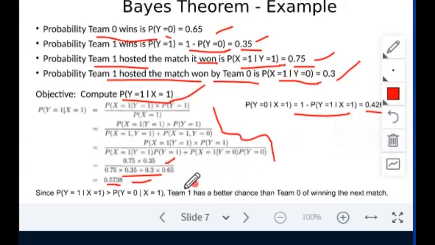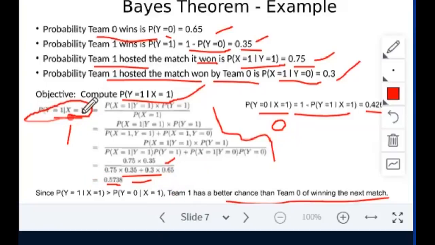So when we compare this, this is of team 1 and this is of team 0. Since P of y is equal to 1 given x is equal to 1 is greater than P of y is equal to 0 given x is equal to 1, team 1 has a better chance than team 0 of winning the next match. We always consider the highest or maximum probability. Which is having the maximum probability? This one, which is team 1. So team 1 is having a better chance.